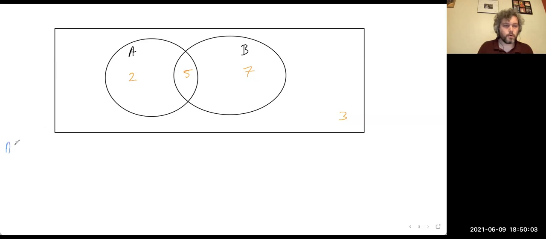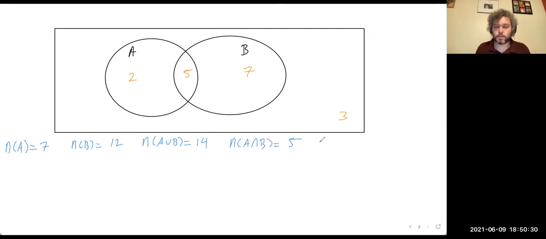Let's find the number of A. That would equal 2 plus 5, which is 7. And the number in B would equal 5 plus 7, which is 12. And so the union must equal 12 and 2, which is 14. And the intersection is 5. And I guess just for funsies, the outside is 3. And so we have a complete system here.